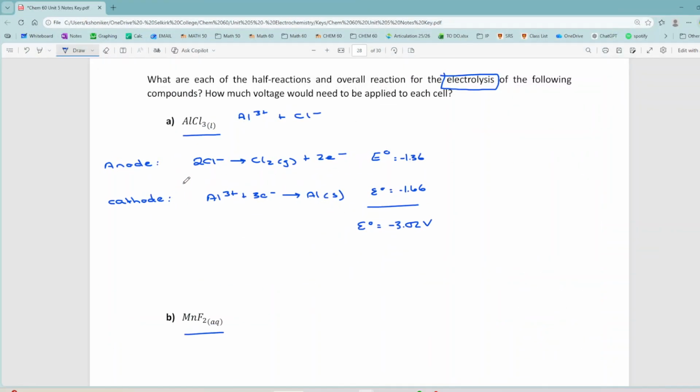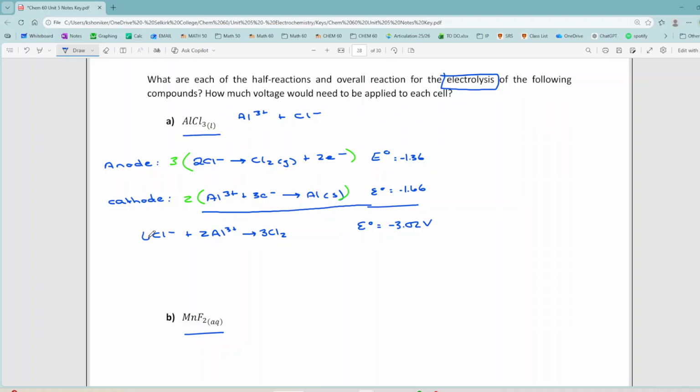So what this tells me, now that I've got the overall, because it says, what are each of the half reactions and overall, oh, I did say overall reaction. Okay, and we should balance it too. We should multiply this one by 3 and this one by 2. So we balance the electrons, and we would have 6 chloride ions plus 2 aluminum 3+ ions, forming 3 chlorine gas. Sorry, I wrote a 4 there and I meant 6.